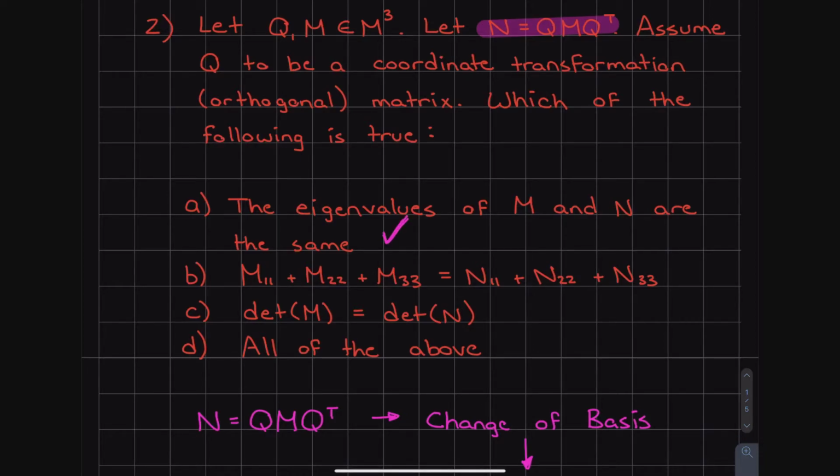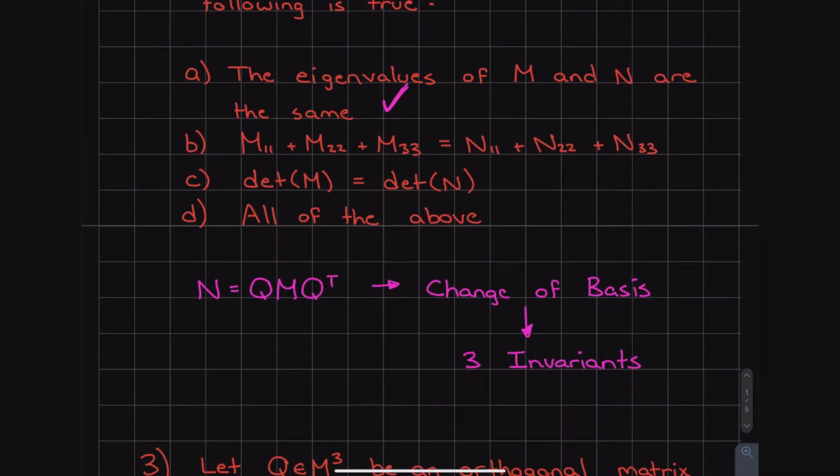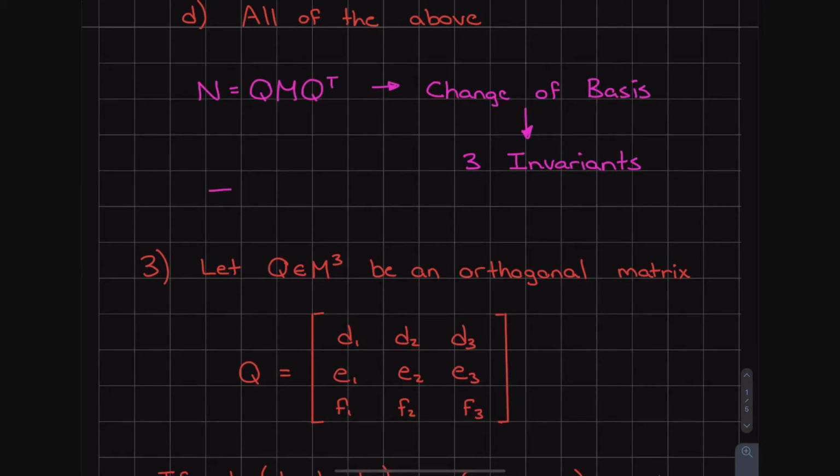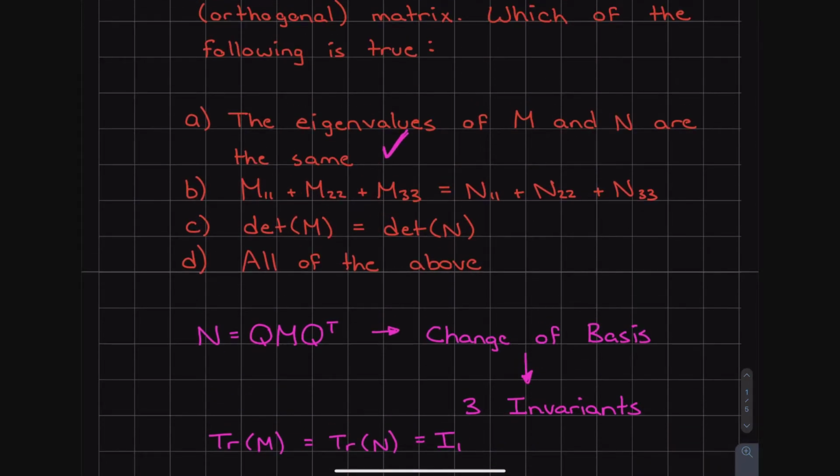The second one is the summation of the diagonal components of M is equal to the summation of the diagonal components of N. So in other words, this is saying that the trace of M is equal to the trace of N. And we know that the trace of a matrix is actually that first invariant. And since invariants don't change, we can conclude that yes, the second statement is also true.